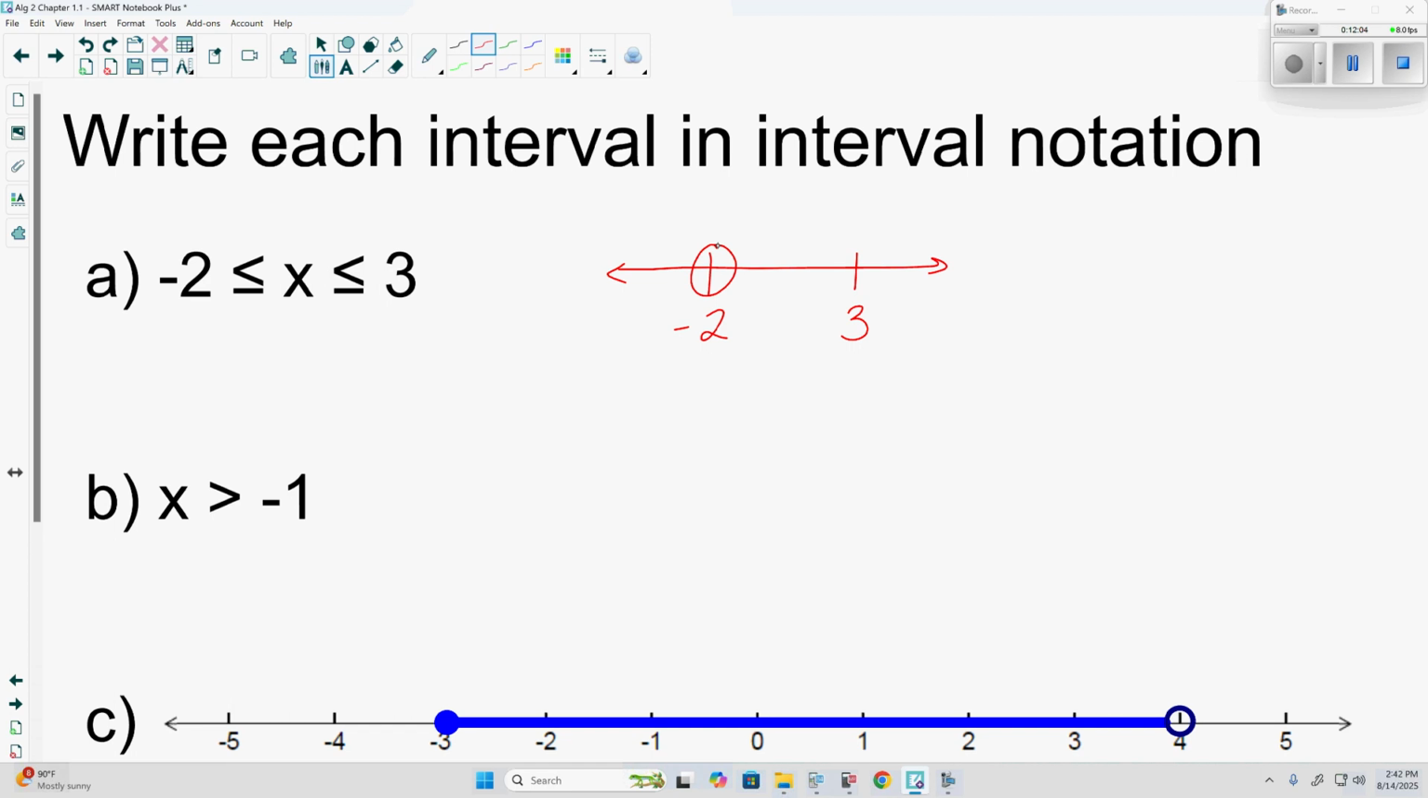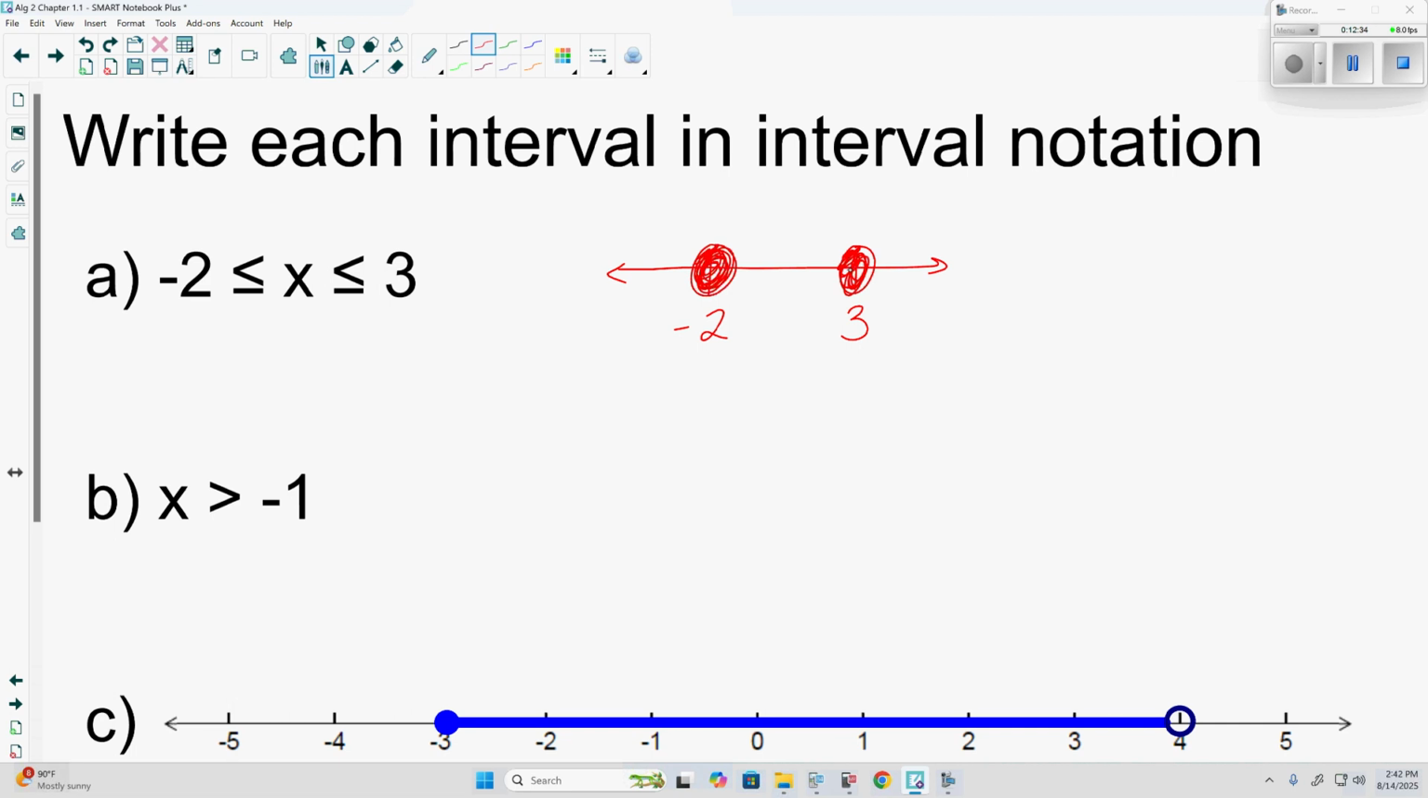Because we say -2 is less than or equal to, yes? Equals means that it is included, so we have to fill it in. Our other spot is 3. Is it included? Yeah, because again, we have equals, don't we? So that means it's included, which means it also has to be filled in.